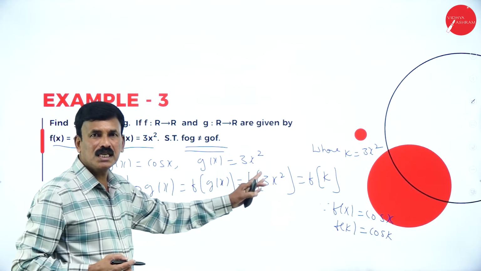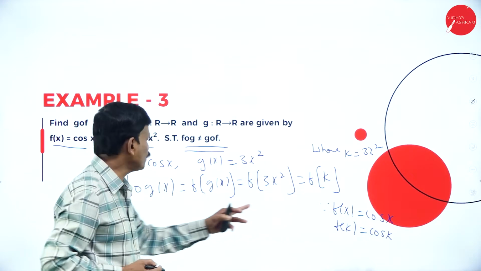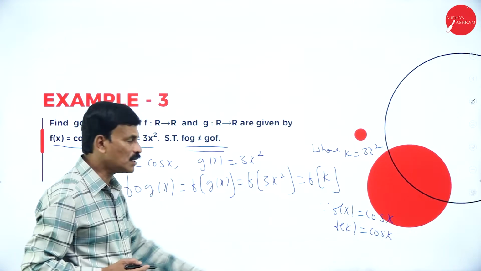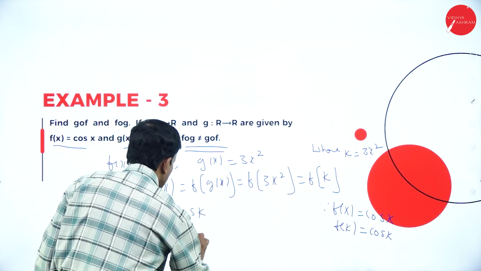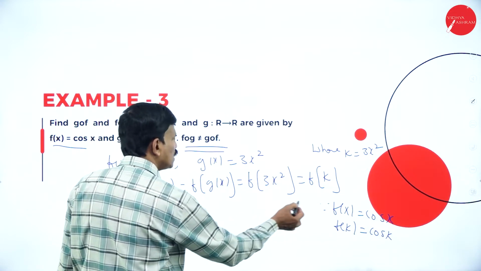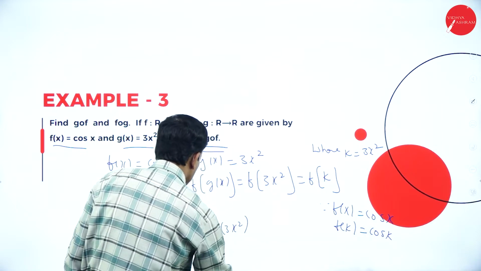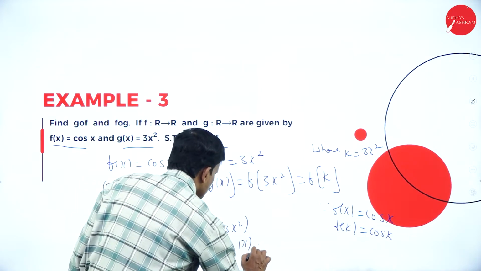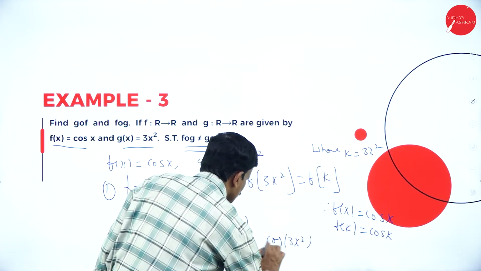So f of 3x square. Let us represent 3x square as k, since this is of the form f of x. What is f of x? f of x is cos x. So put x equal to k, then it becomes cos k. f of k is equal to cos of k. Now what is k? Substitute, that's it. k is equal to 3x square, so cos of 3x square. Therefore, f naught g of x is equal to cos of 3x square.